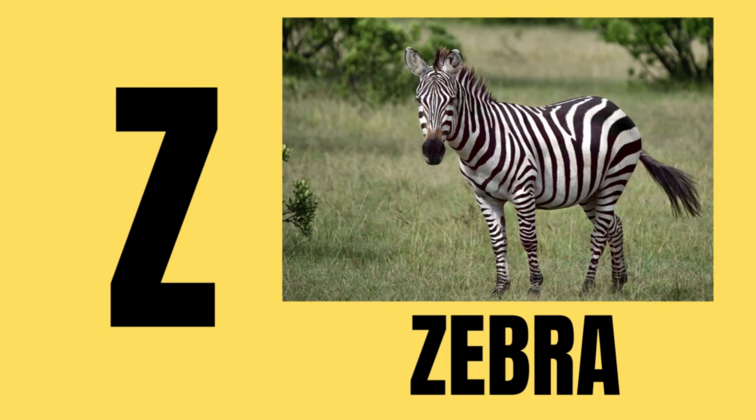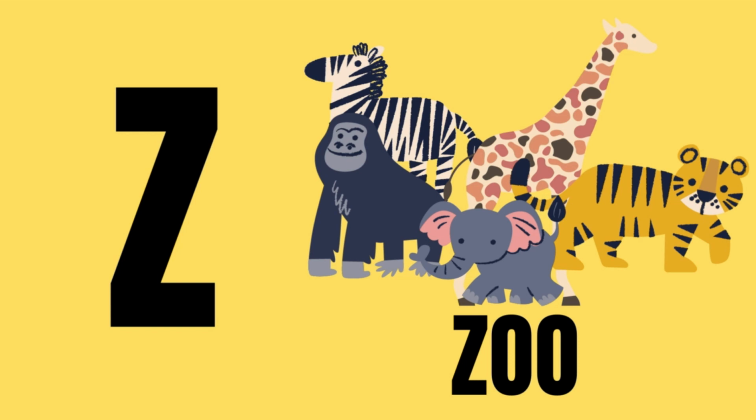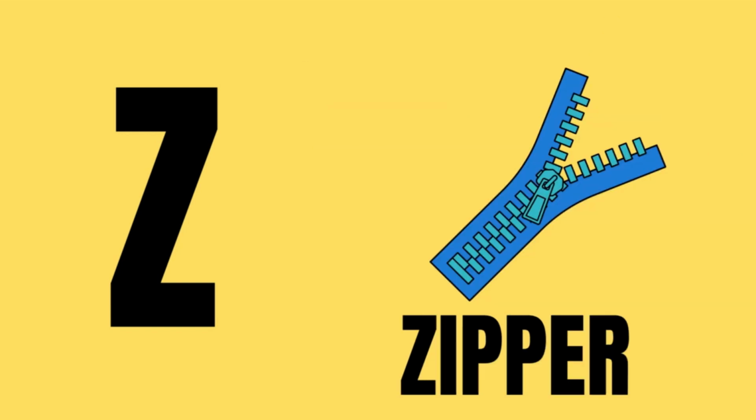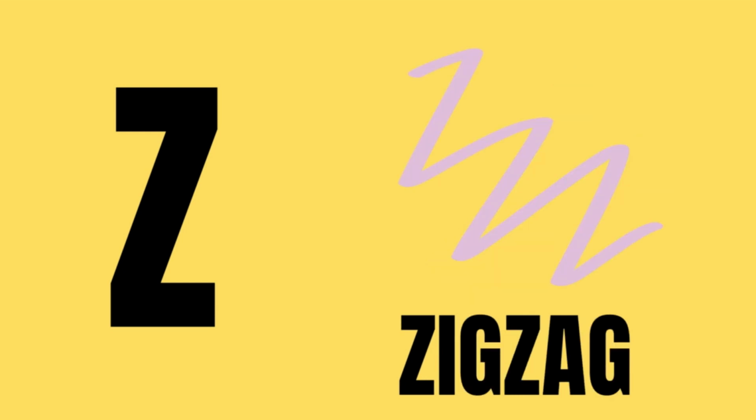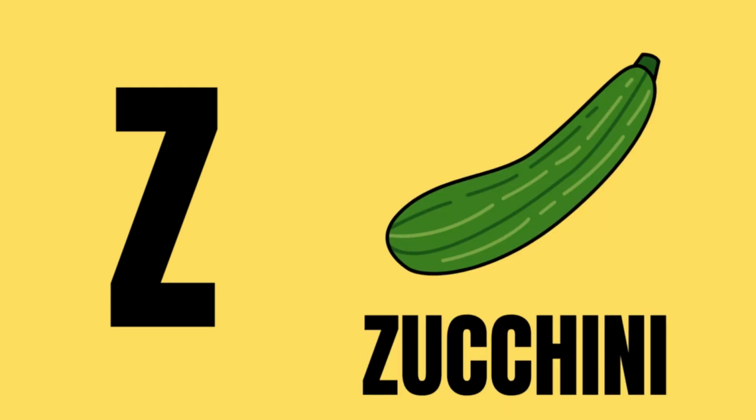And Z is for zebra. Zoo. Zipper. Zigzag. Zero. Zucchini.